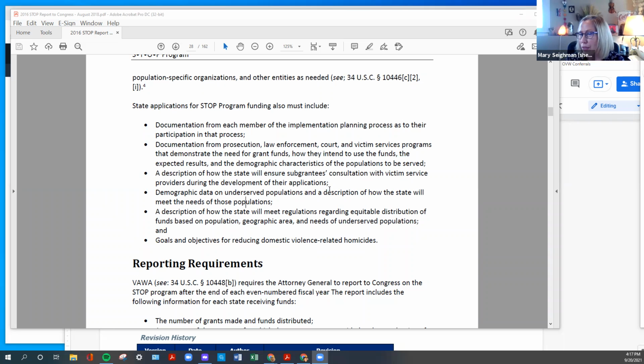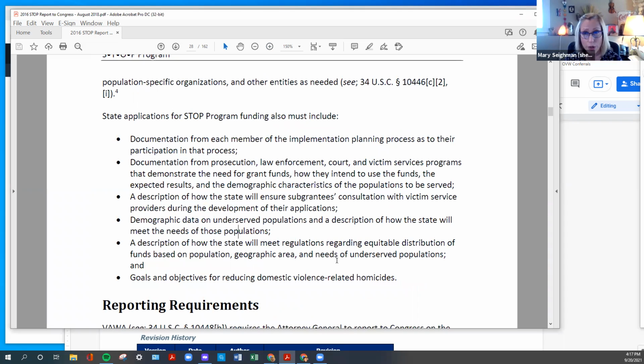This is, I think, the best place that has a consolidated list of the data and documentation that you have to provide as part of your implementation plan, which is now the bulk of your STOP application for funds. It used to have to be submitted after your application. Now it comprises the majority of your STOP application. This is also contained, of course, in the OVW implementation plan checklist, but it's sort of all over the place in that checklist. And here is a complete list.